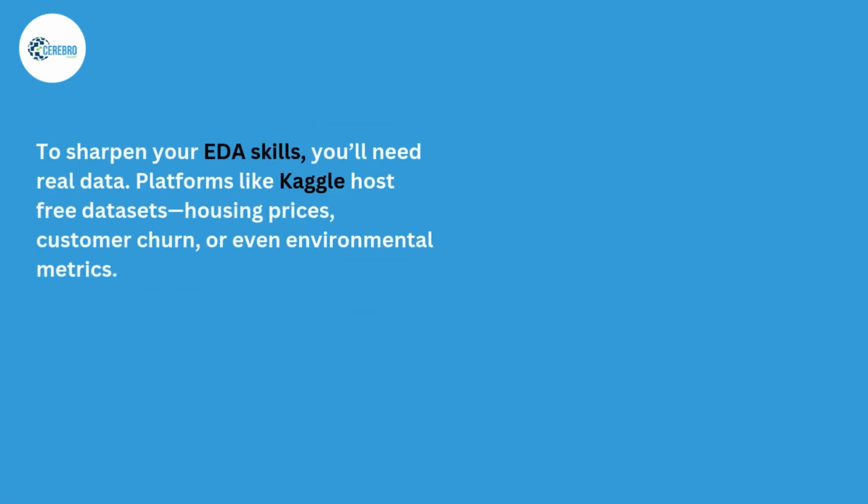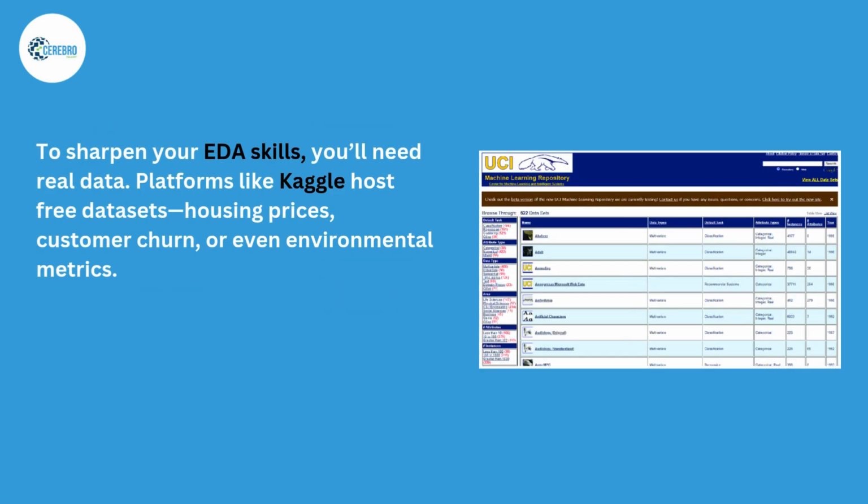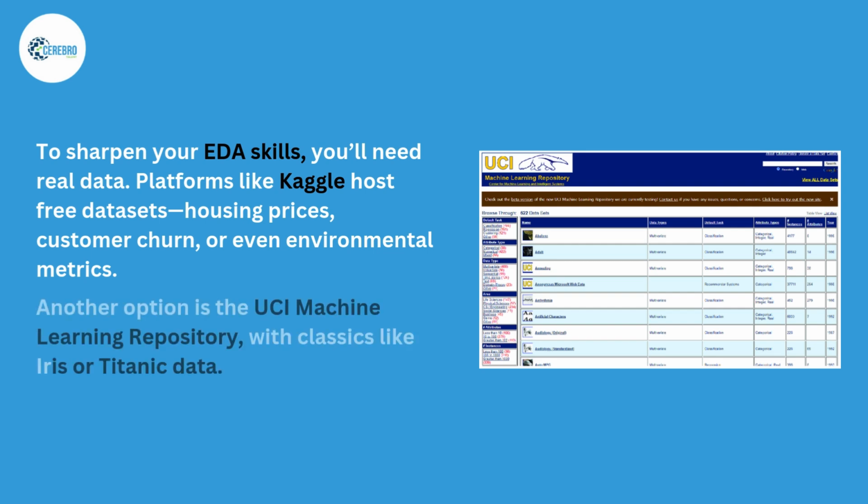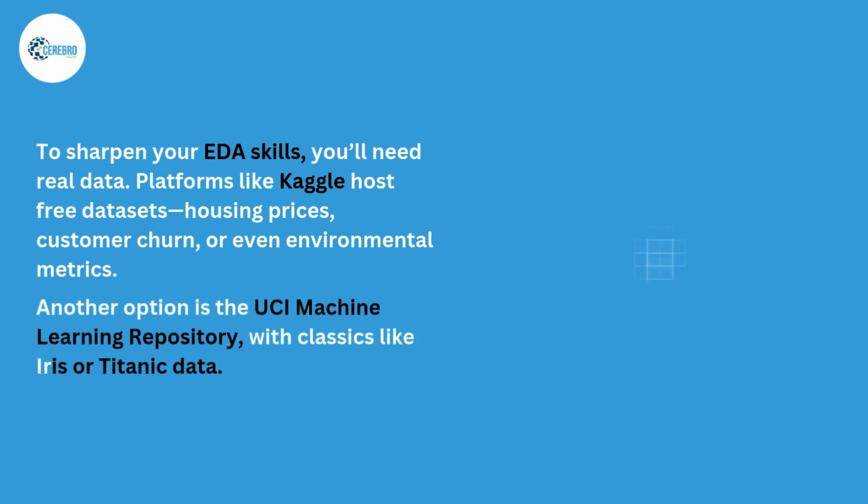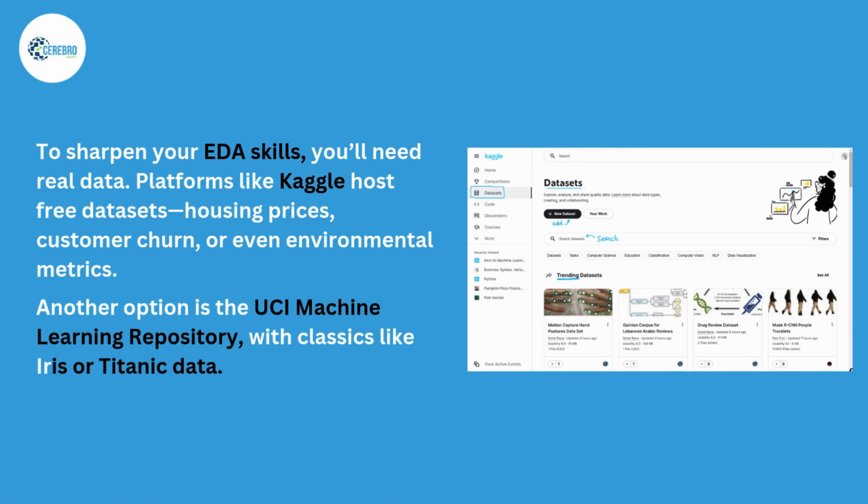To sharpen your EDA skills, you'll need real data. Platforms like Kaggle host free datasets: housing prices, customer churn, or even environmental metrics. Another option is the UCI Machine Learning Repository, with classics like Iris or Titanic data.